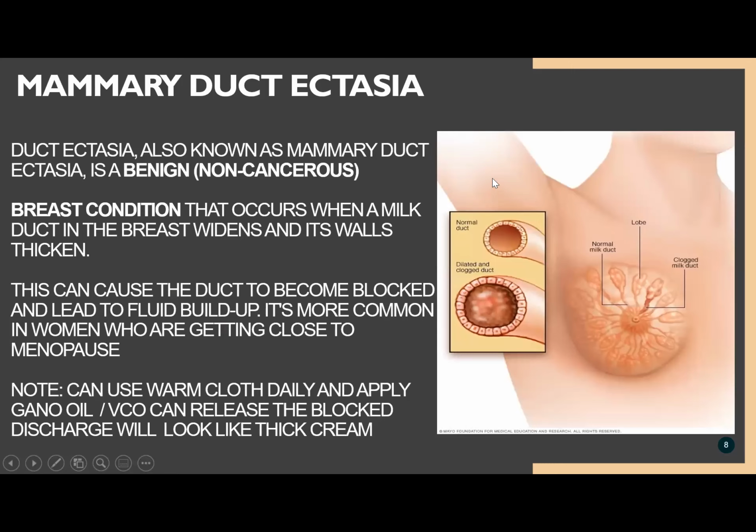Okay, and this one is mammary duct ectasia. It's a benign, non-cancerous condition where the milk duct in the breast becomes widened and its wall thickened. This can also happen because of the inflammation due to not enough milk that we just went through.